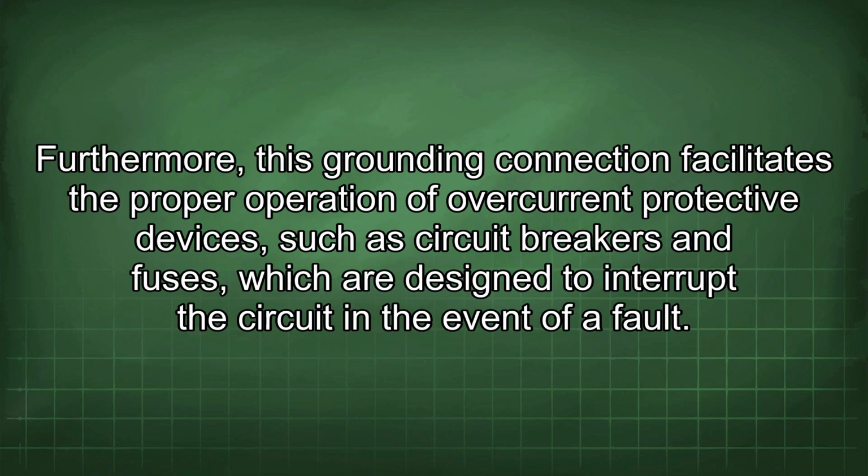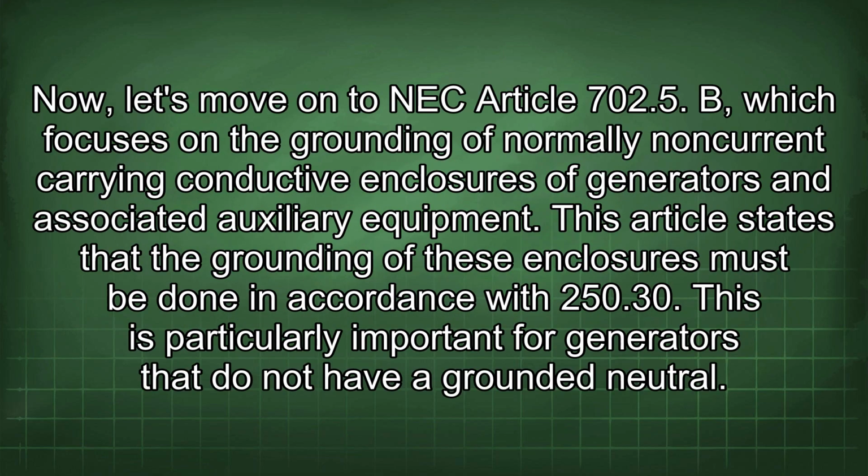Furthermore, this grounding connection facilitates the proper operation of overcurrent protective devices, such as circuit breakers and fuses, which are designed to interrupt the circuit in the event of a fault. Now, let's move on to NEC Article 702.5(B), which focuses on the grounding of normally non-current carrying conductive enclosures of generators and associated auxiliary equipment. This article states that the grounding of these enclosures must be done in accordance with 250.30.